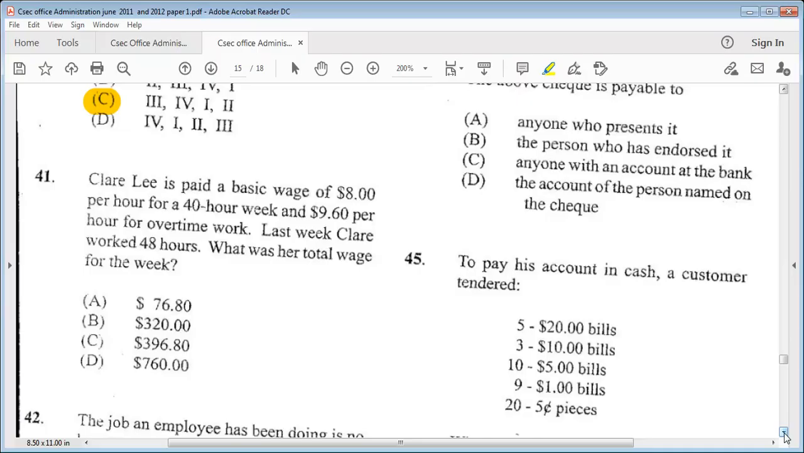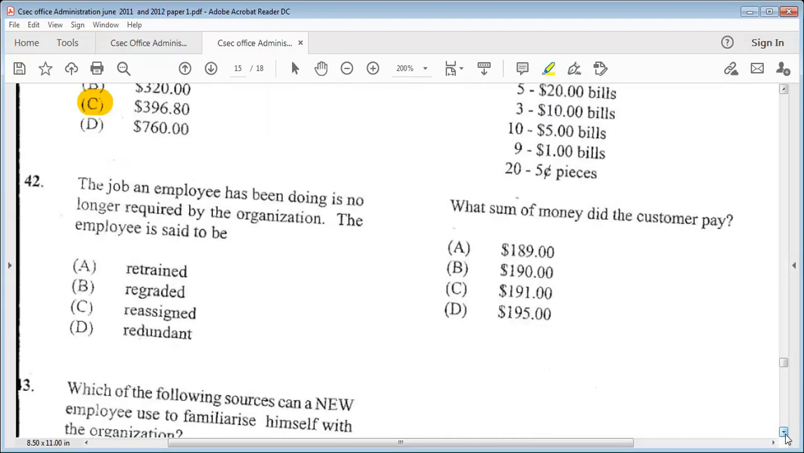Therefore, for us to know the total wage for the week, we would have to add the overtime to our regular wage, which was $320 plus $76.80, and therefore we would get $396.80. So the answer is C. Let's go on to question 42.